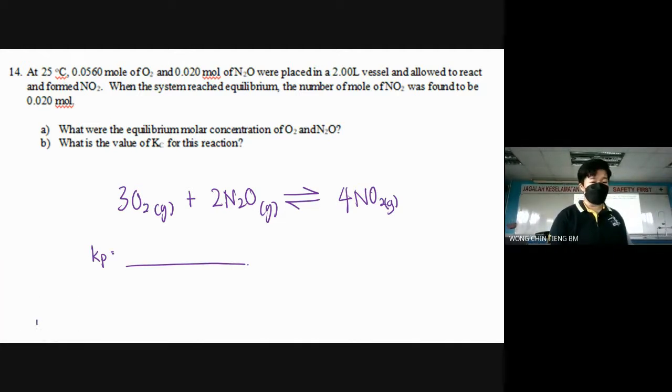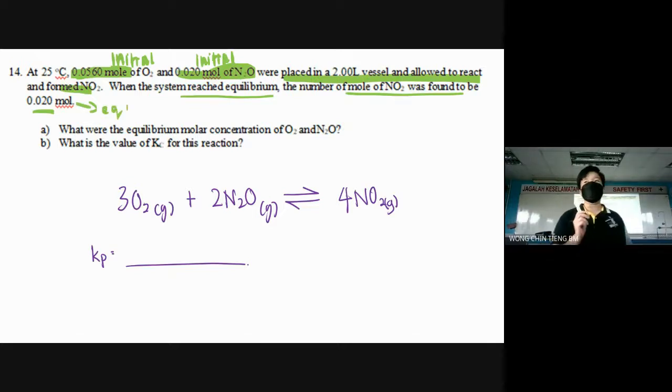Saya tak bincang soalan ni, soalan yang lebih kurang sama dengan semua soalan yang kita dah bincang, betul? This is the number of mole placed in a vessel allowed to react. So that is my initial, betul? When the system reached equilibrium, the number of mole found was this. So this number of mole adalah equilibrium. Can we use the value straight away and calculate KC?